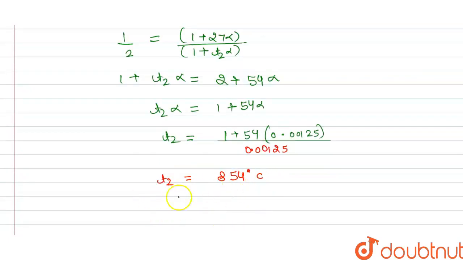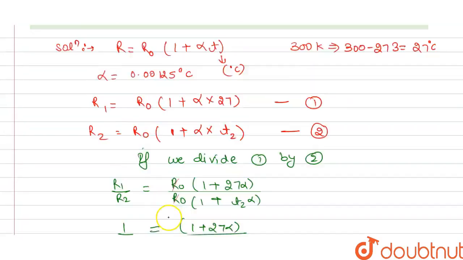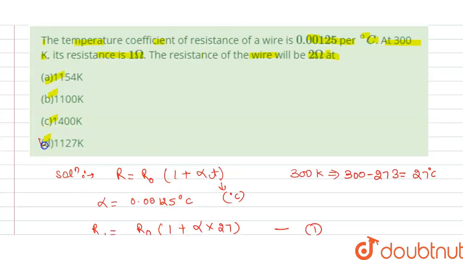But in the options it is in Kelvin, so we convert this to Kelvin by adding 273, as we know that when changing the temperature from Celsius to Kelvin we have to add 273. So from this we get 1127 Kelvin. This is the temperature and this is our answer. Now we check which option is correct, and our option D is correct.